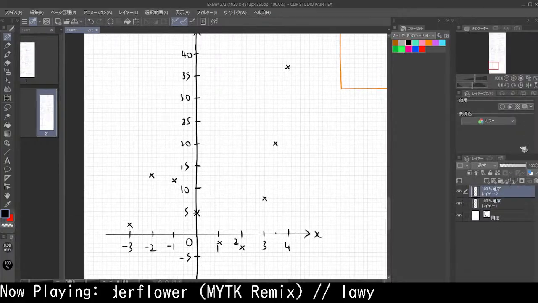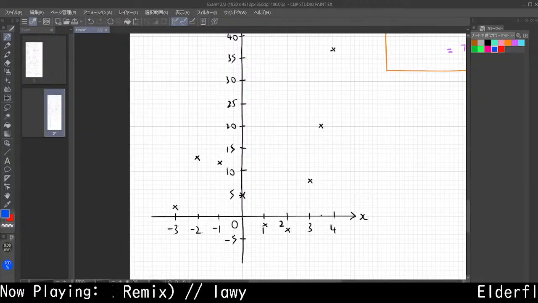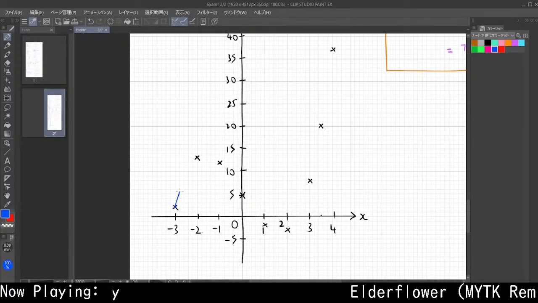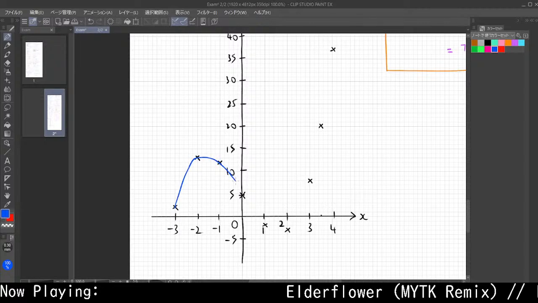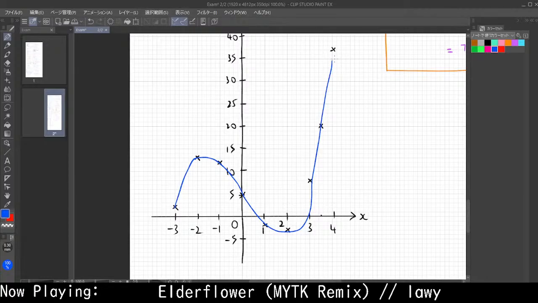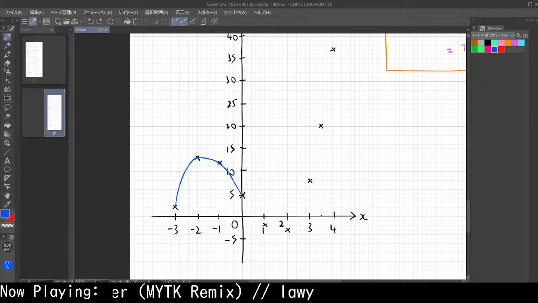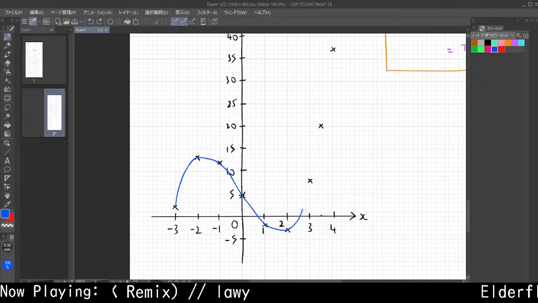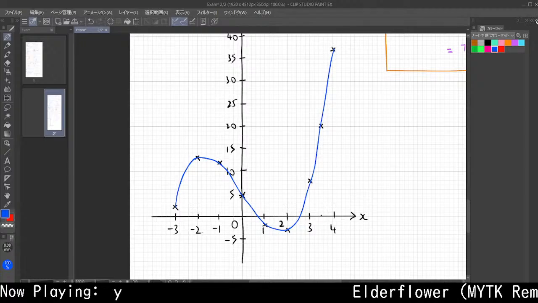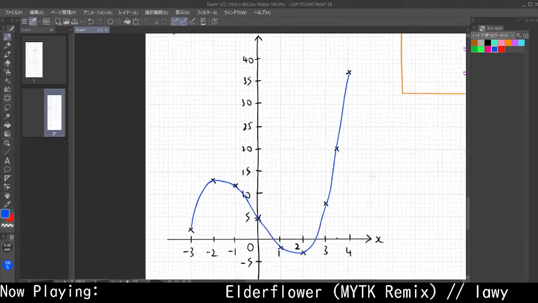Let me shift to the other layer. Now we draw. You start from -3, this point, go up, down, down, and then curve back up. It looks weird, let's try that again. In the case of your paper, you basically just erase over and over until you get the right curve. Okay, this is good enough. Switching back to the first layer. So this is how you draw a curve.